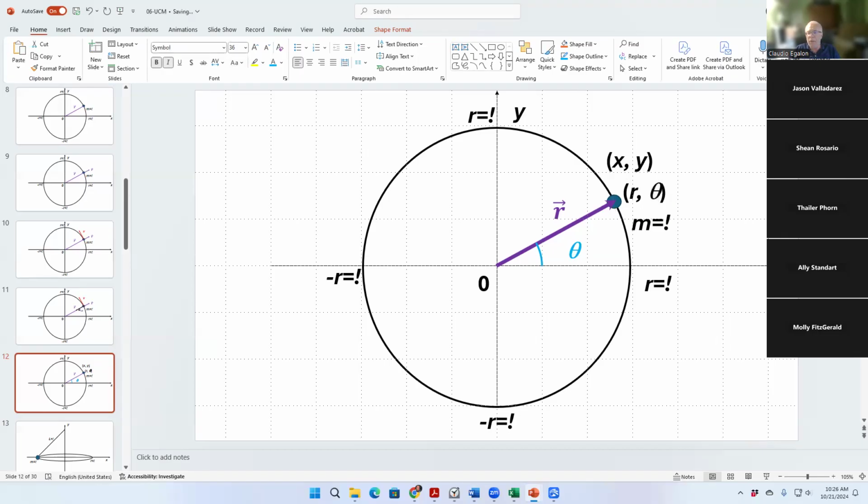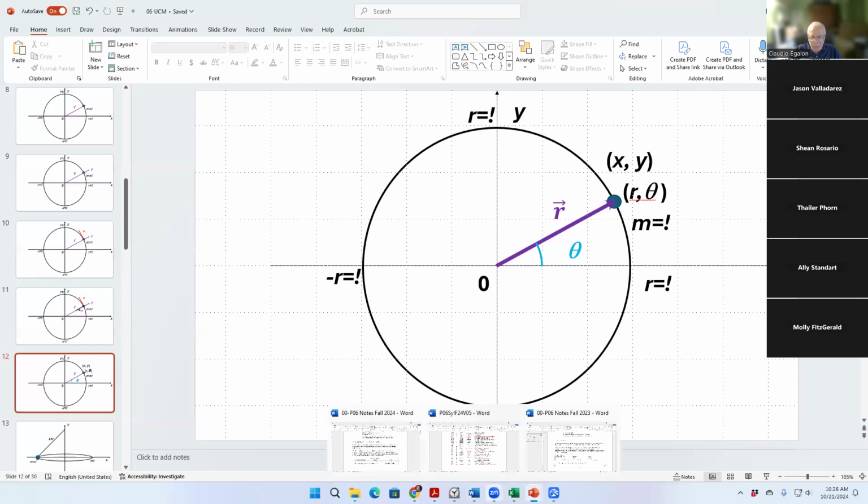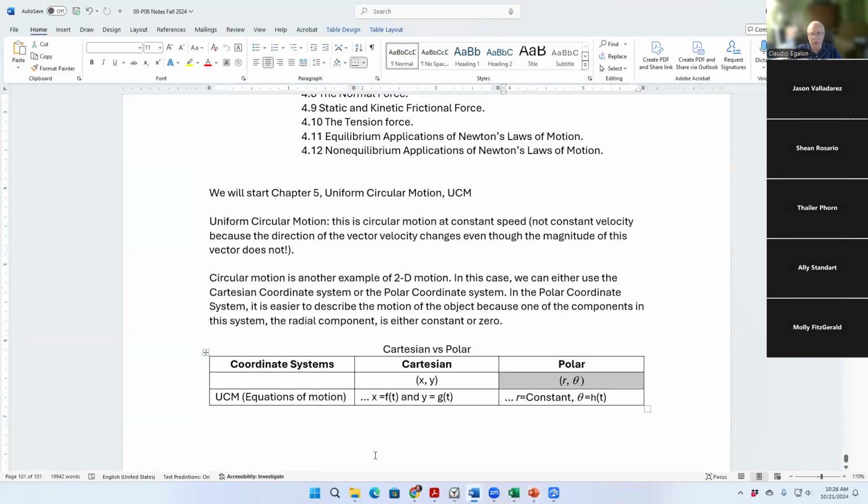The polar coordinate system is very convenient to use whenever we have this type of motion, like a circular motion. Notice that X and Y here will vary along the path of the particle, right? But in the case of r and theta, only theta will vary throughout the path of the particle. Only the coordinate theta will vary, whereas r is going to be constant. That's why it's convenient to use this coordinate system in this type of motion, okay? So going back to our notes.